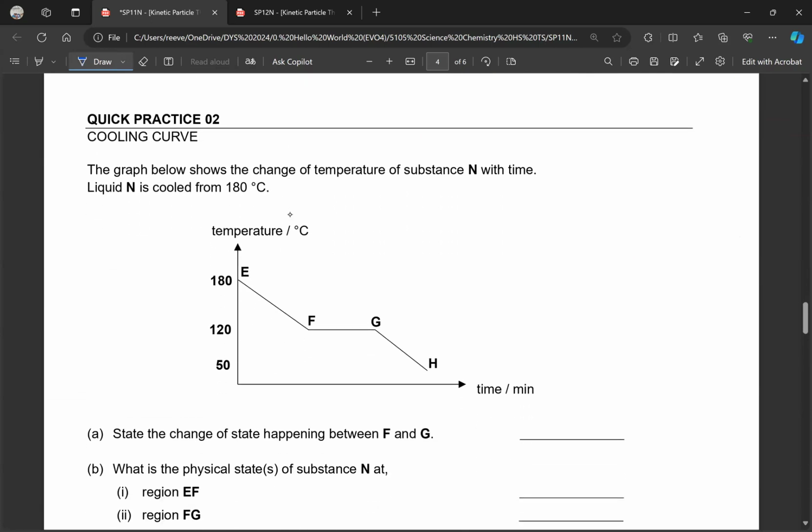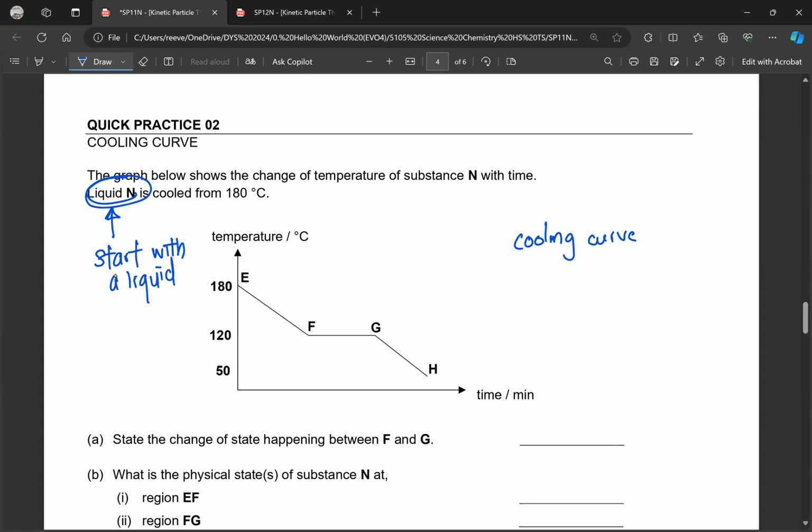First question, this is a cooling curve. Okay, because the temperature goes down, it keeps dropping and dropping and dropping. It's not a heating curve. Next, you must read the question carefully. I start with a liquid. So when you start with a liquid and it becomes colder and colder, what will happen is the liquid will freeze lah. Oh, it's common sense. So the liquid will freeze and become a solid.